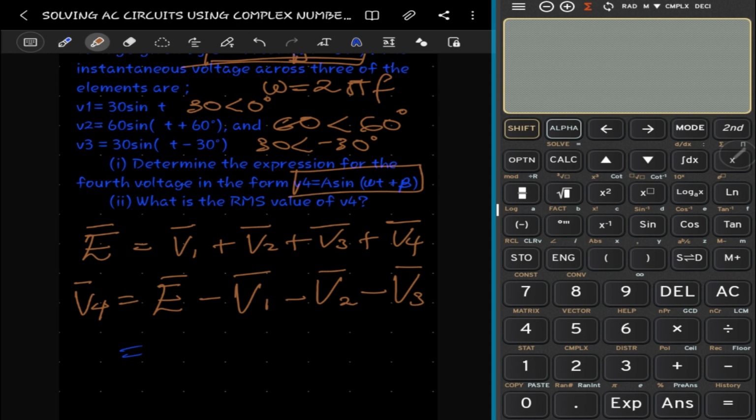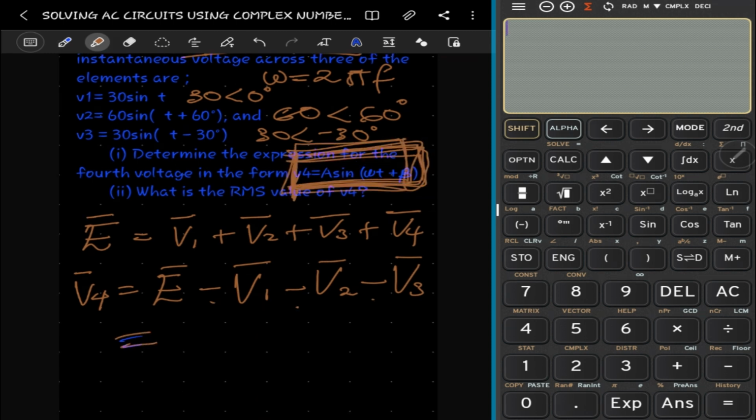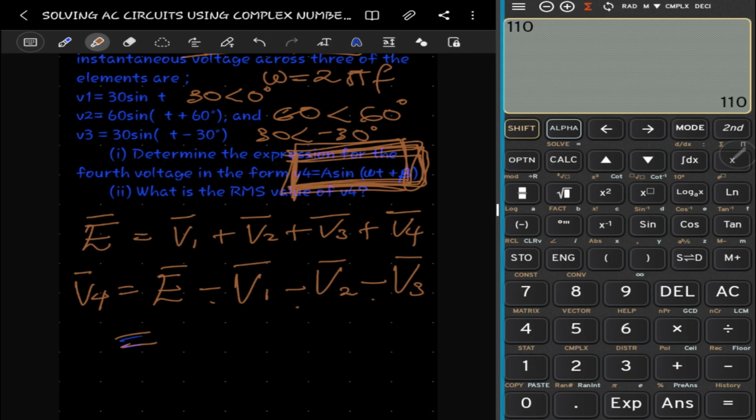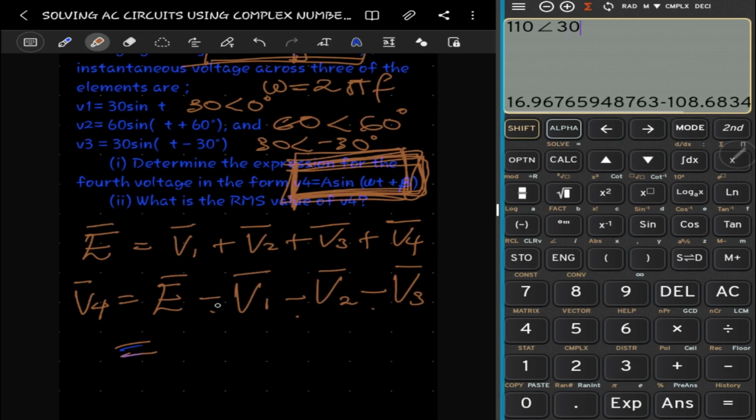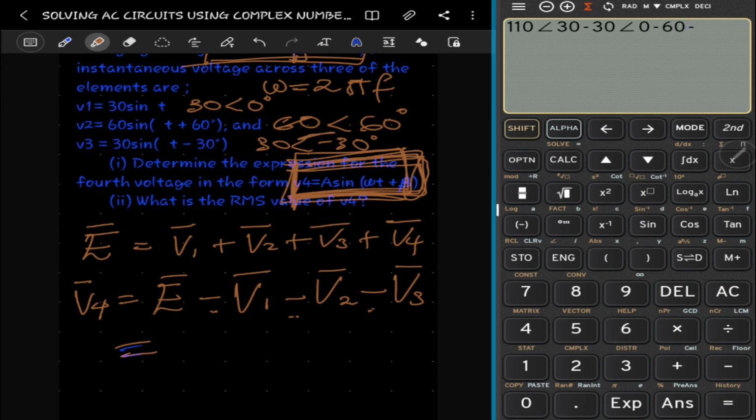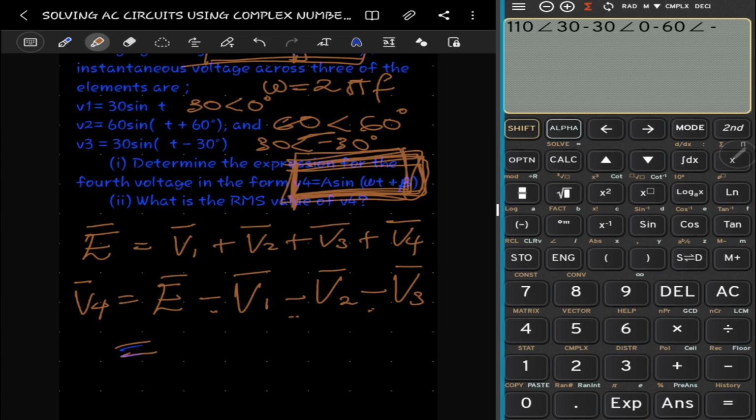Okay, V4 is what we're trying to find. E is 110, then the symbol, and then the phase angle is 30. Then I need minus V1, minus V2, minus V3. The first one, V1, is 30 with a phase angle of 0. The next one is 60, with the phase angle being 60.